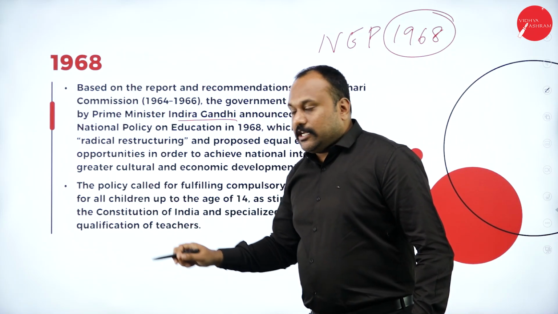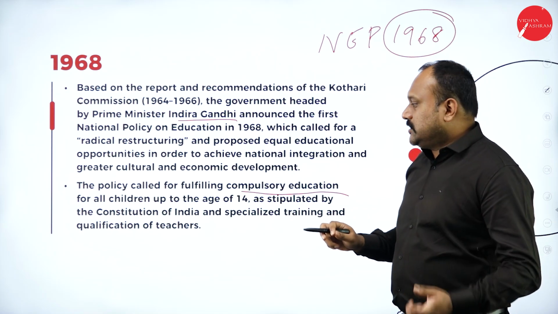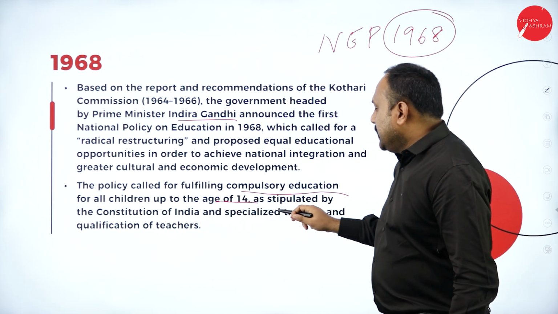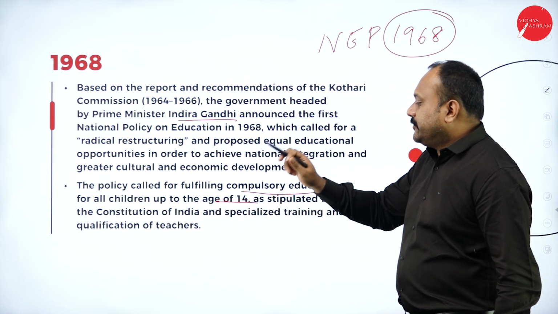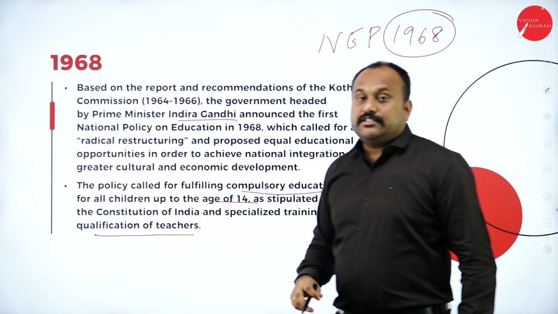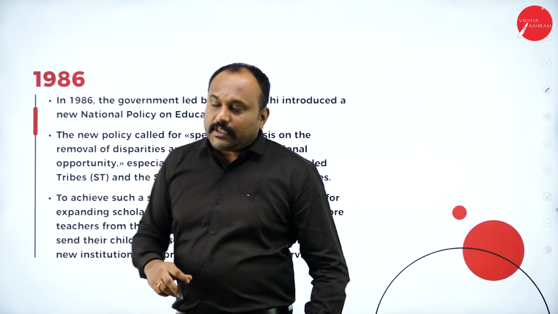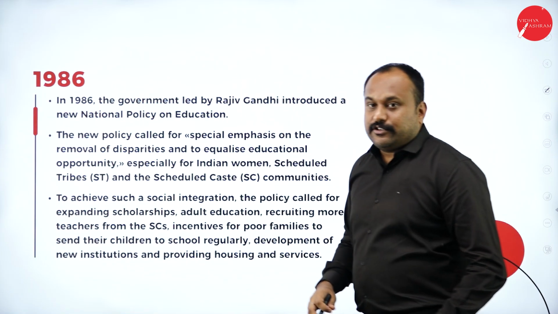So here the policy called for fulfilling compulsory education for all children up to the age of 14, as stipulated by the Constitution of India, and specialized training and qualification of teachers were given in 1968. The same way, in 1986 also it happened.